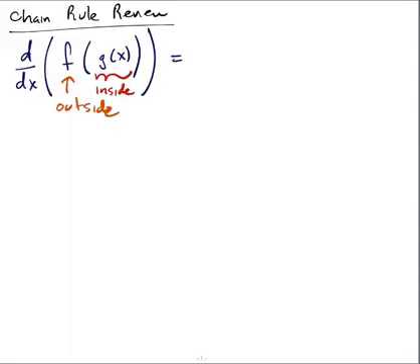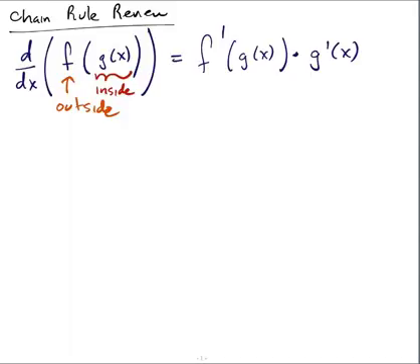Okay, all right. So wait, what's the derivative? What's the chain rule? F prime of g of x times g prime of x. Okay.